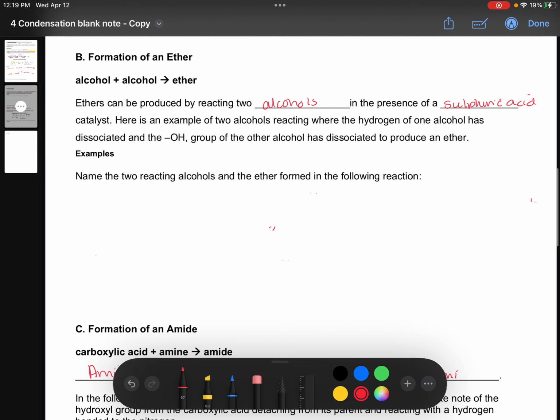Okay, so for B, we have the formation of an ether, which is an alcohol and an alcohol combined together, and it creates an ether. So once again, it's two alcohols, and we have the presence of sulfuric acid as our catalyst. We have an example here where two alcohols are going to be reacting to dissociate our hydroxyl and our hydrogen to produce water, and then also produce our ether.